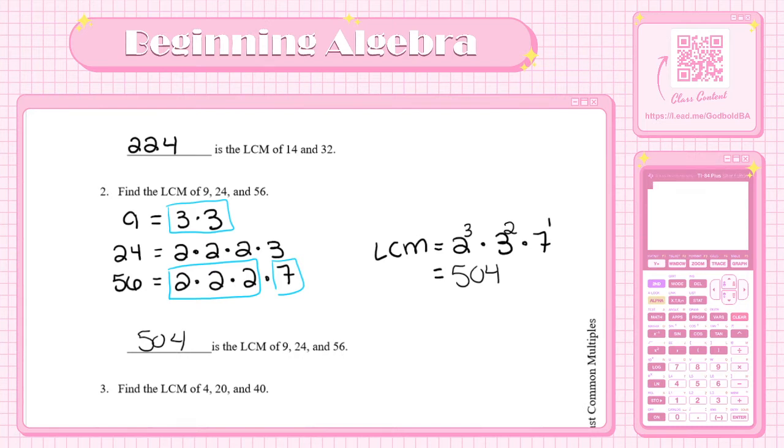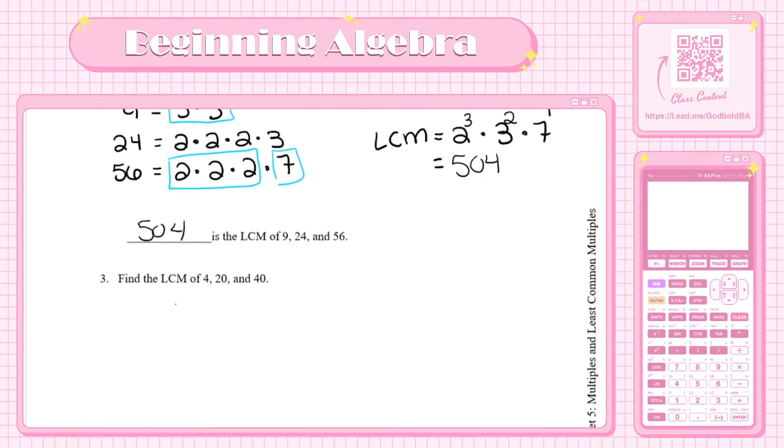Okay, let's do some more. So 4, 20, and 40. So let's do some math here. So 4 is 2 times 2. 20 is 4 times 5, right? But 4 is 2 times 2, and then 5 is prime, so I'll just write that. And then 40 is just 20 times 2, so it's 2 times what I had just written, so 2, 2, 5.